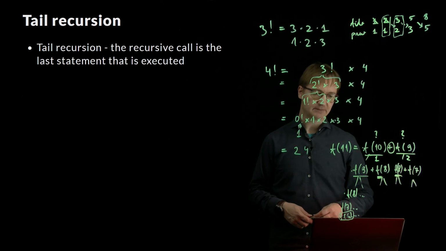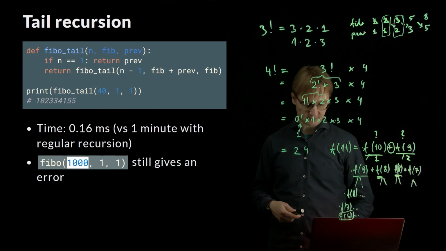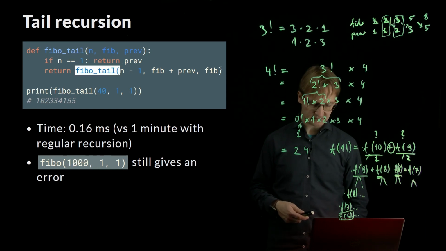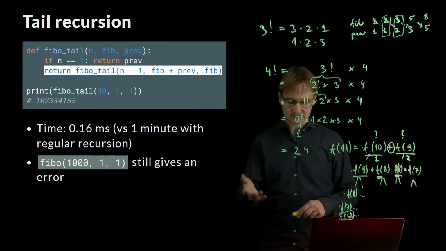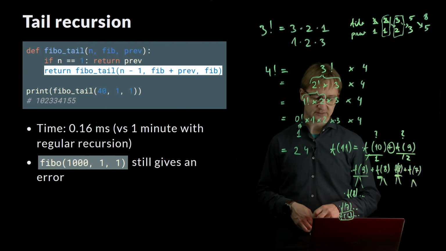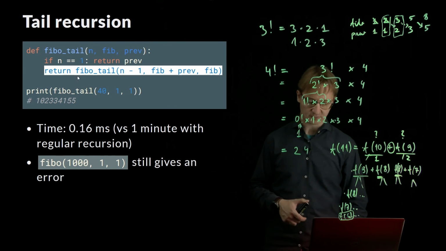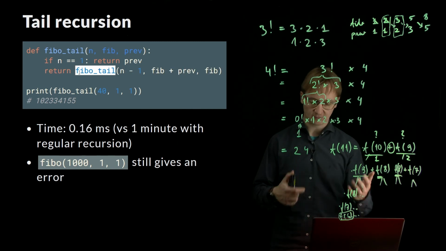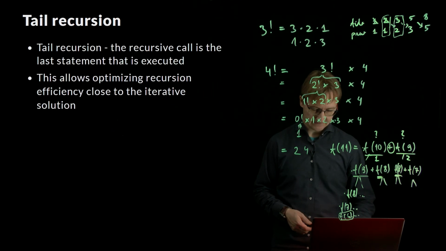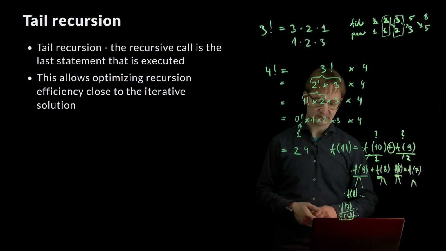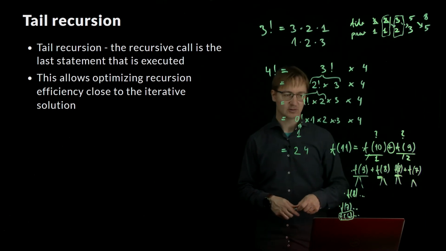In the previous example, the last call was the call to the same function. So this is the last statement here. So there is no additional things to memorize, no additional things to consider or to calculate after the function call. Basically, after the function call to itself, there is nothing else to be done. And this actually allows optimizing the efficiency for this recursive call.